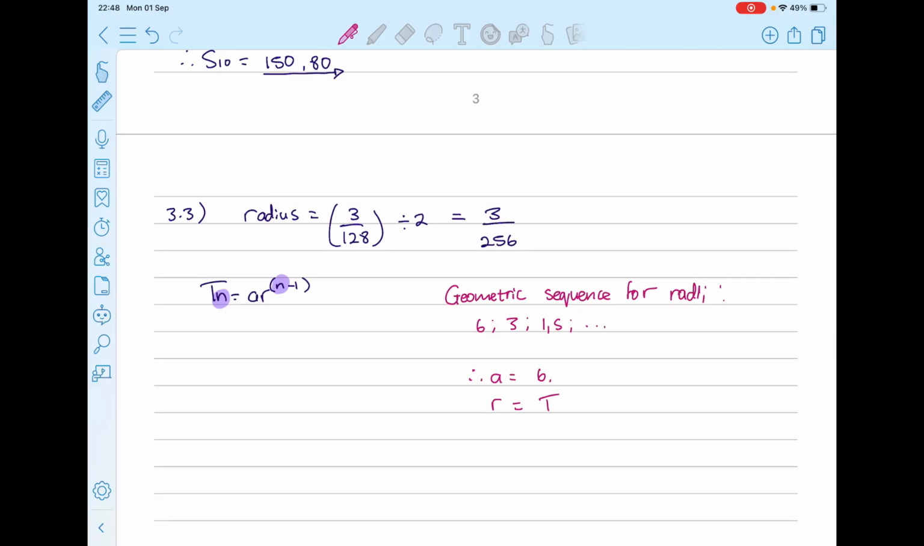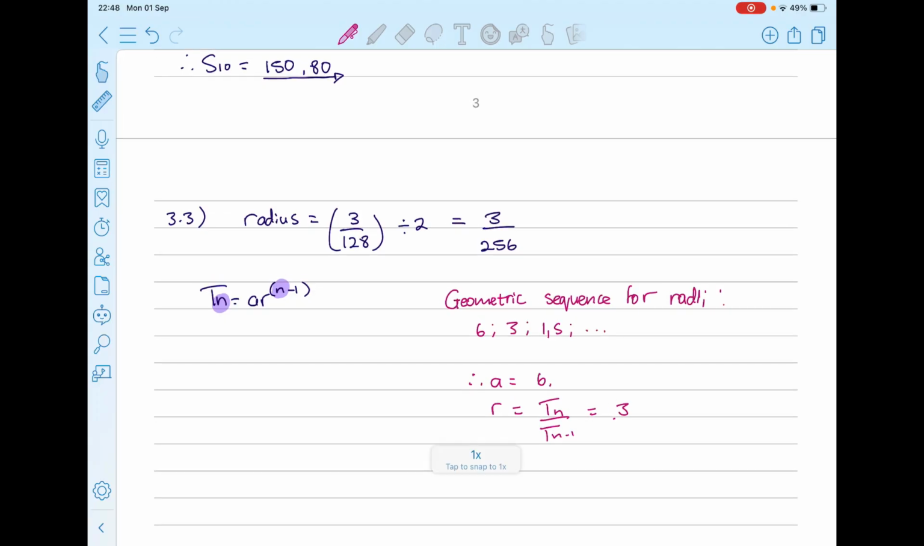We can use 3 and 6. So T2 over T1, which is a half. Okay, so now we've got our A and we've got our r. We can then substitute into the general term equation and solve for the unknown radius. Well, the unknown position of that radius.